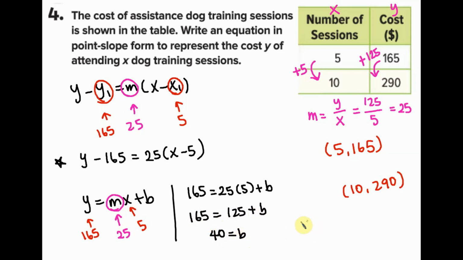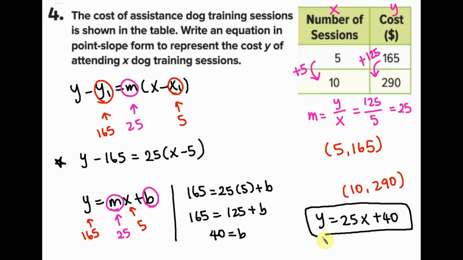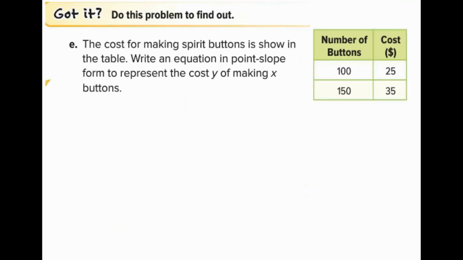Remember that you are supposed to replace just m and b in your final answer. So y is equal to m, which was 25, times x, and b is 40. So this is just another way to solve for slope-intercept form if you didn't have point slope form to begin with. One more example with the table.